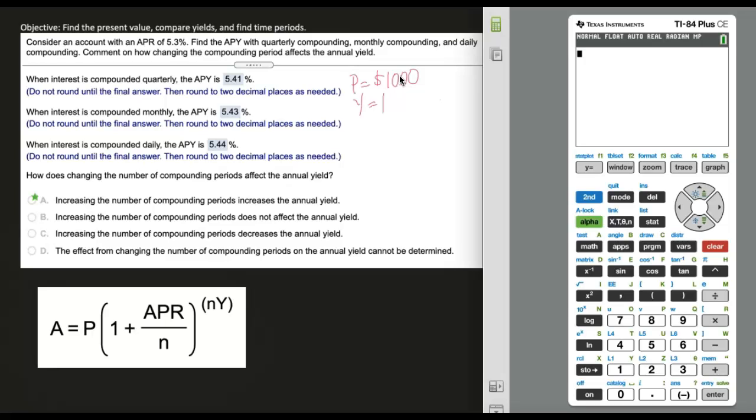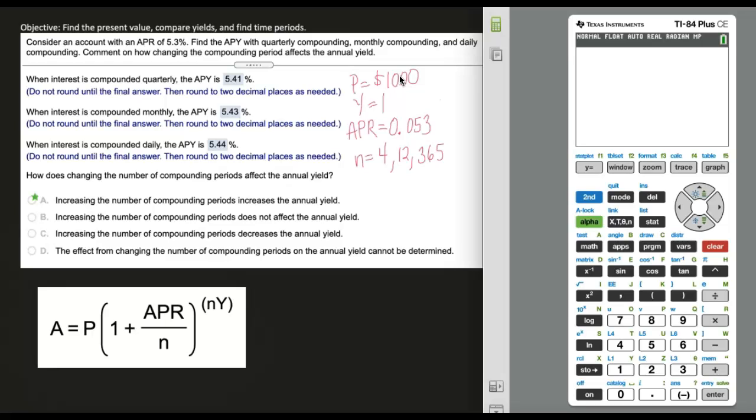But we are given that the APR, written as a decimal, is 0.053. And we're given 3 different N's. When it's quarterly, N will be 4. We'll do this again, and when it's monthly, N will be 12. And then lastly, we'll do it one more time. When it's daily, N will be 365.